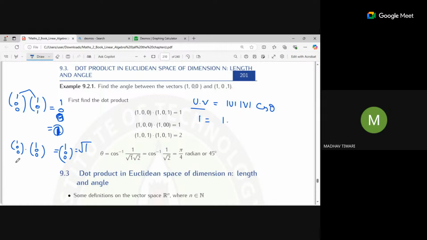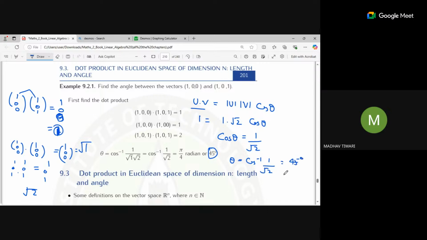Same for v. The value is 1 0 1, 1 0 1. When you do the dot product, you will get 1 here, 0 here, 1 here. Add these values and take the square root. So root 2 cos theta. From here, you got the cos theta value as 1 by root 2. You are aware that cos theta's value 1 by root 2 is when the angle is 45 degrees. So theta is equal to cos inverse of 1 by root 2, that is 45 degrees, or pi by 4 radians. Are you aware of these trigonometric functions and these things?